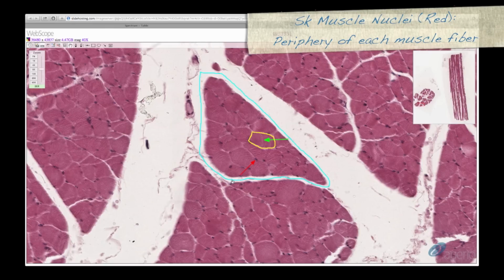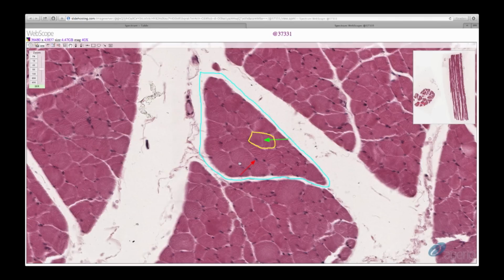Notice the peripherally located nuclei in each of these skeletal muscle fibers. These nuclei can be found immediately beneath the sarcolemma of the muscle fibers. One can be seen at the tip of the red arrow. Recall that skeletal muscle fibers are large, multinucleated cells formed by the fusion of myoblasts during development.